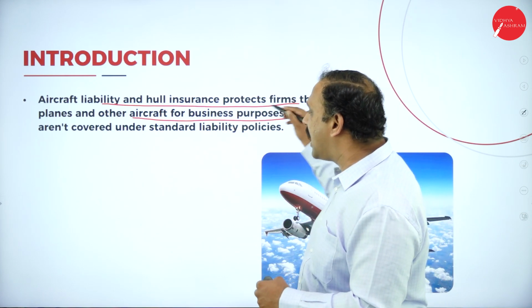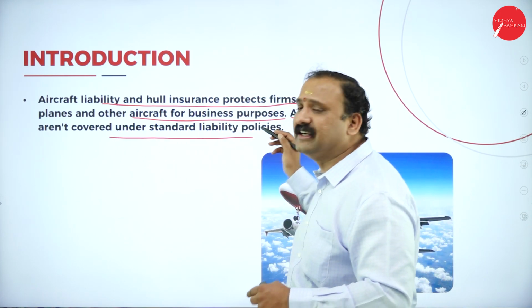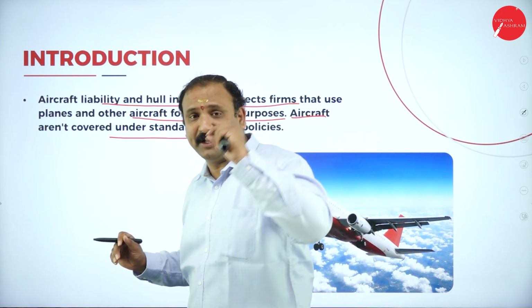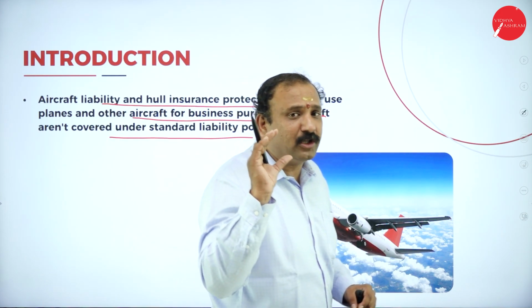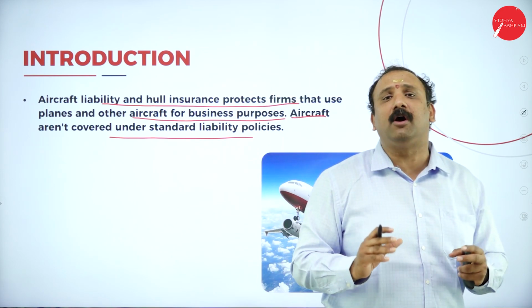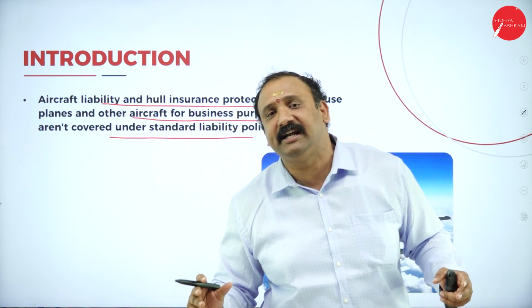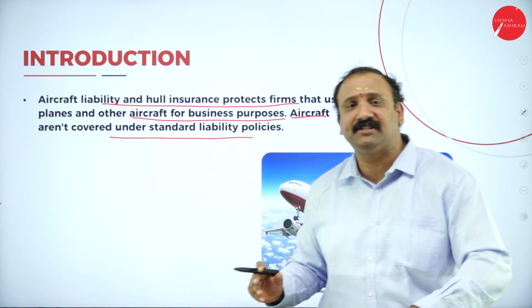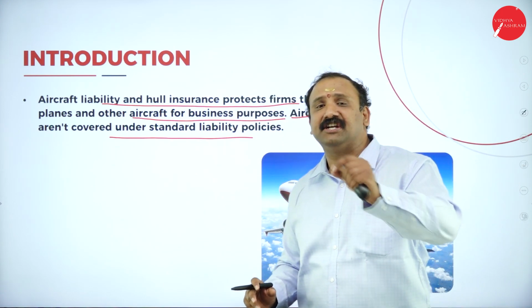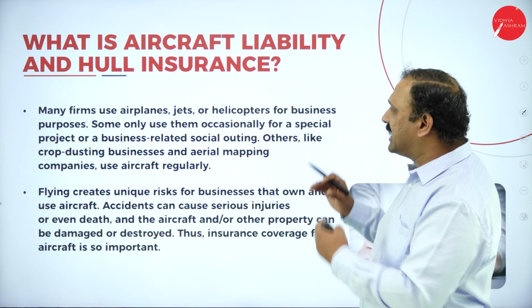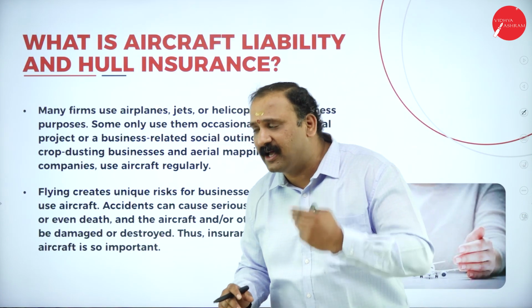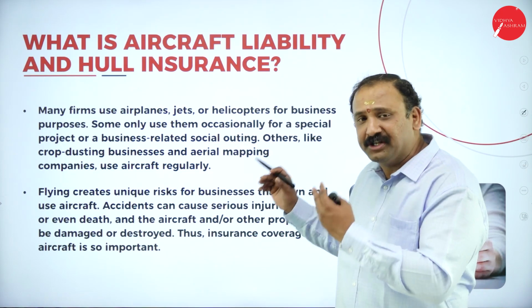Now the aircraft aren't covered under standard liability. That's a very important point here that you need to note. Aircraft will not be covered under any form of standard liability at any given point of time. Why? Because we have a separate aviation policy for that. Now, moving forward, what is aircraft liability and hull liability altogether, the hull insurance?